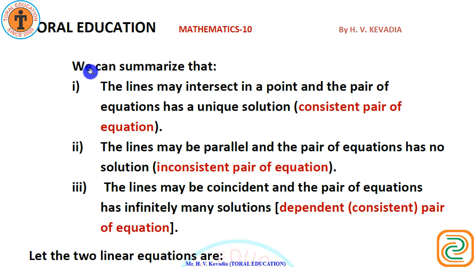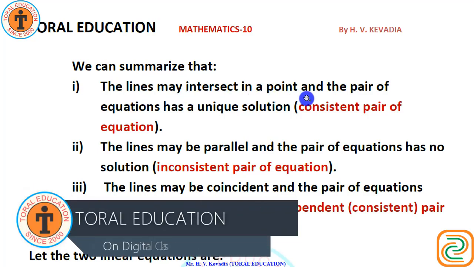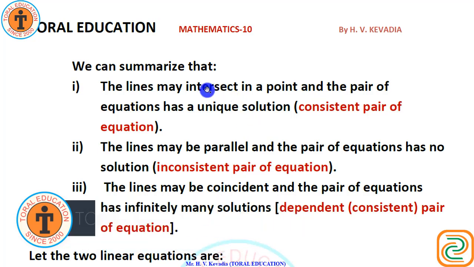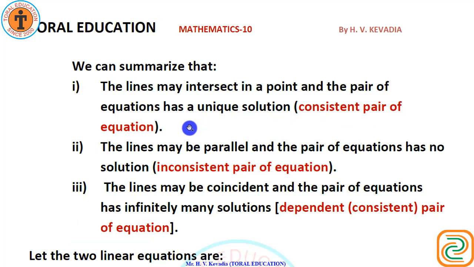Here, we can summarize that the lines may intersect in a point and the pair of equations has a unique solution. That is the consistent pair of equations. Lines intersect in a point. That is a unique solution. The lines may be parallel and the pair of equations has no solution. That is an inconsistent pair of equations.